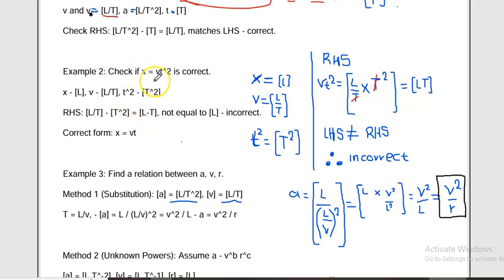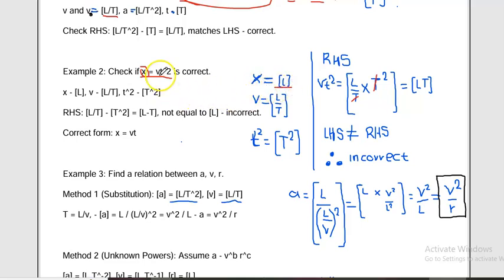Check if this equation is correct. So our equation is x is equal to velocity times time squared. Now to start with, we are starting with the left hand side. Our left hand side x, we know that the dimension for x is length, so the dimension for length is L. We keep this.